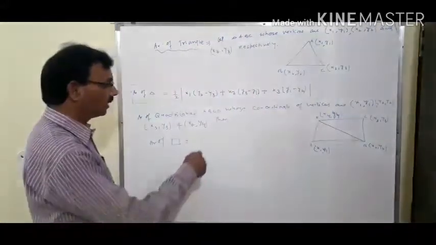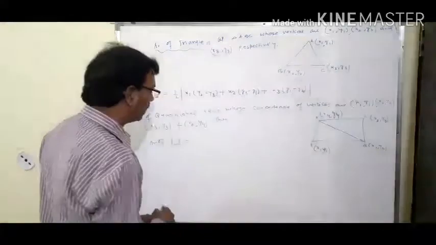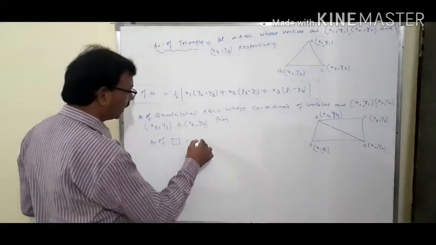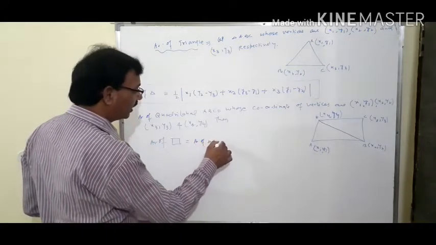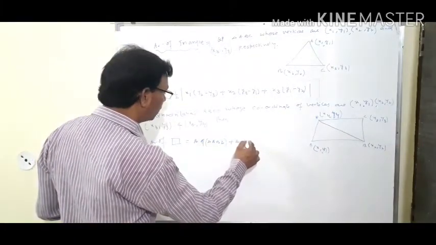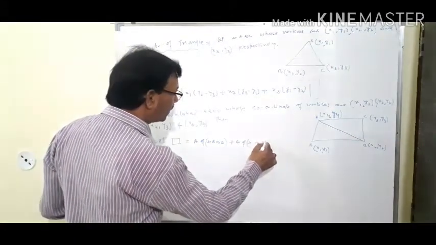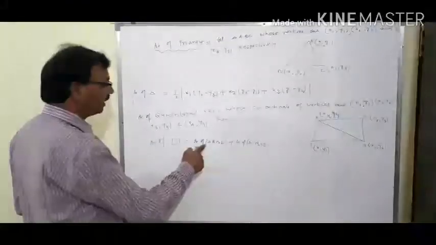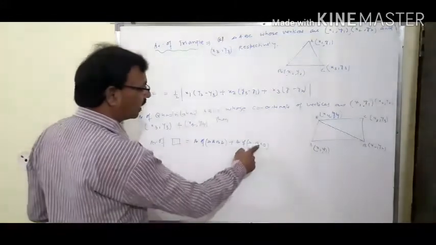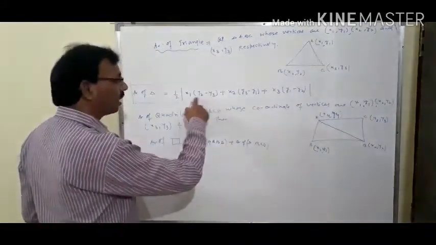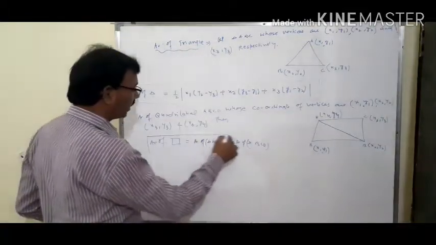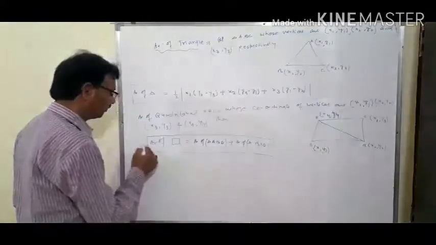I don't write a special formula for this. You can write here: area of quadrilateral equals area of triangle ABD plus area of triangle BCD. To find the area of triangle ABD you should apply this formula, and for the area of triangle BCD you should also apply this formula, and adding both, you get the area of quadrilateral ABCD.